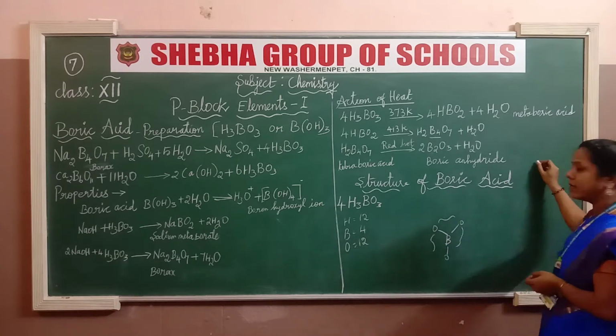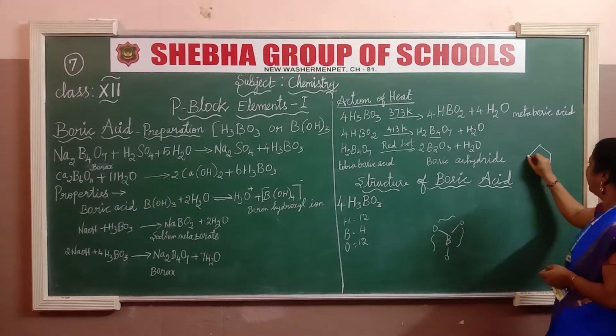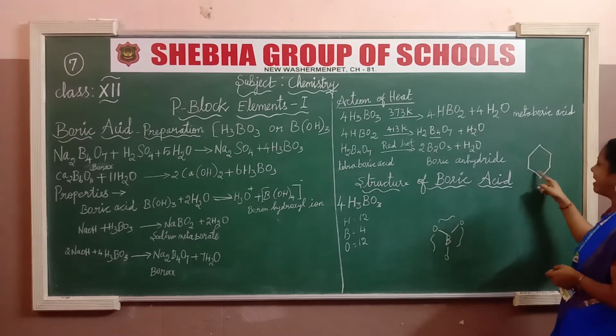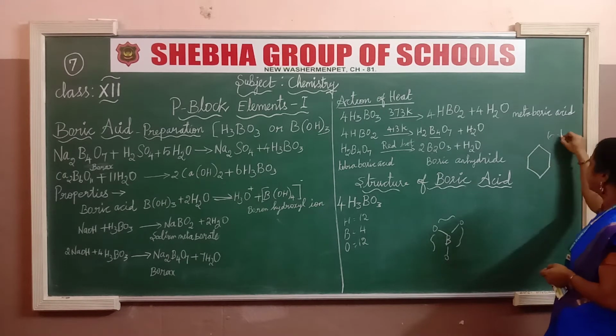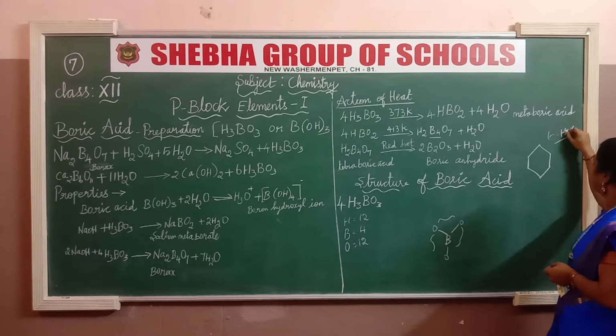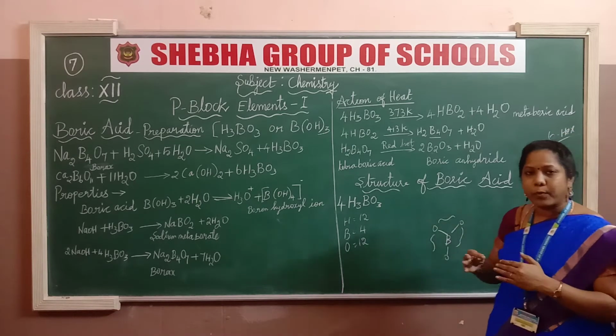For example, a hexagonal shape is 1 2 3 4 5 6. 6 means hex.